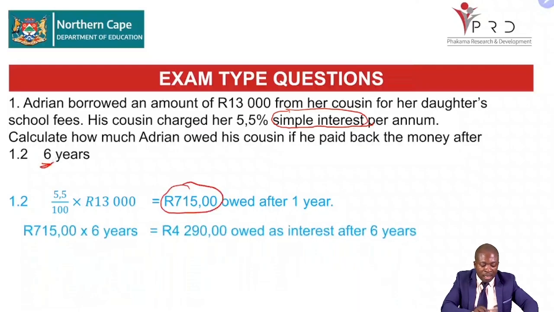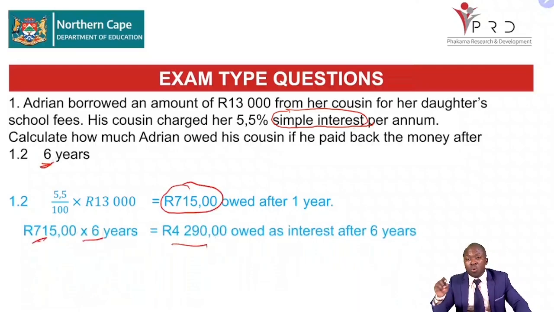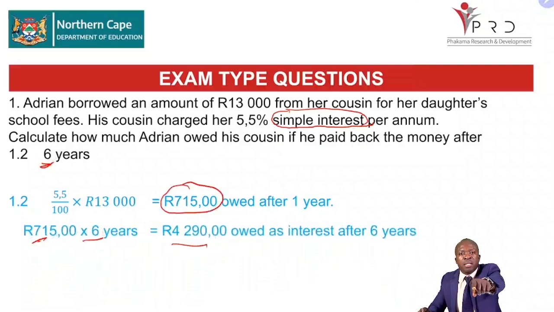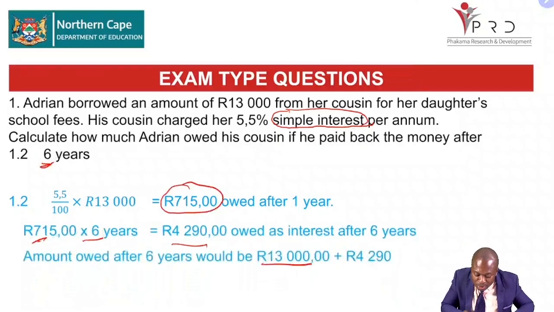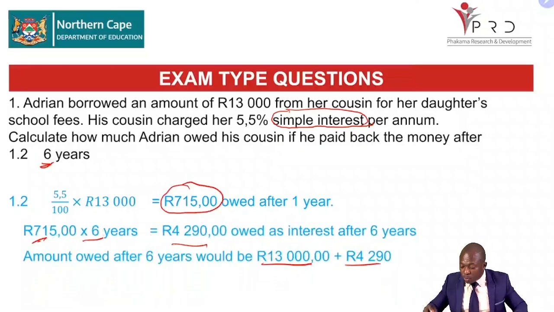So look at what I have done. 715 times 6, then we write the amount. So we want to know after 6 years, how much will Adrian owe? What should we do? Yes, that learner there, the one who is in front, that girl. Oh, yeah. So it's going to be that 13,000 plus 4,290. Press with me. Let's go. 13,000 plus 4,290. That will give me my answer here. What's yours? Is it the same like mine?